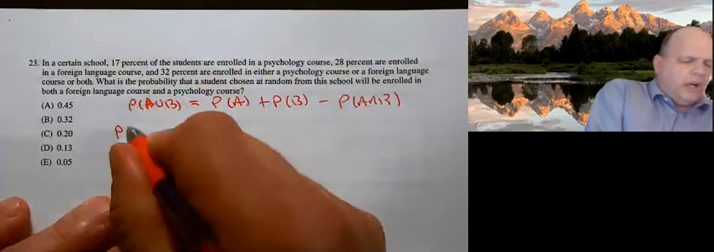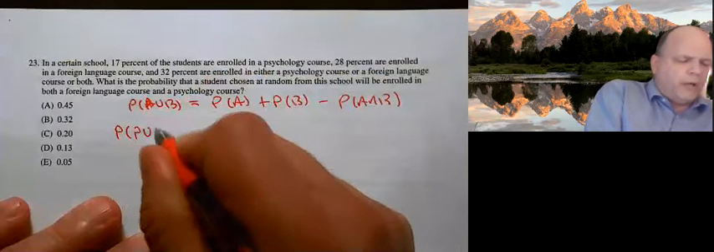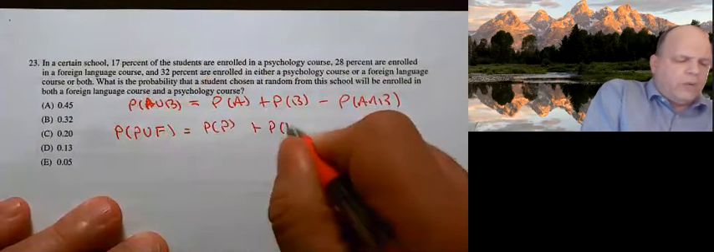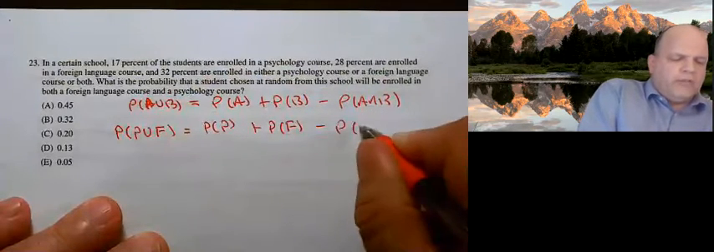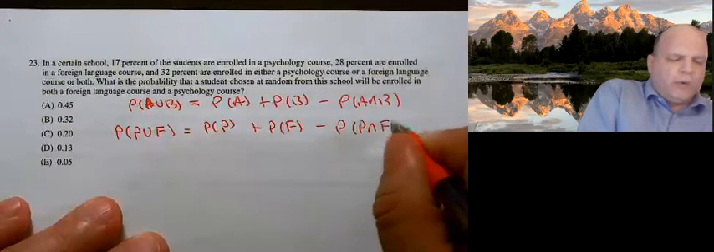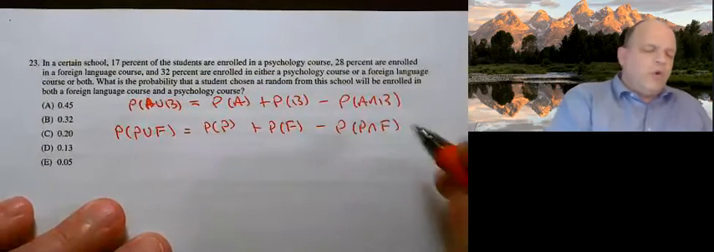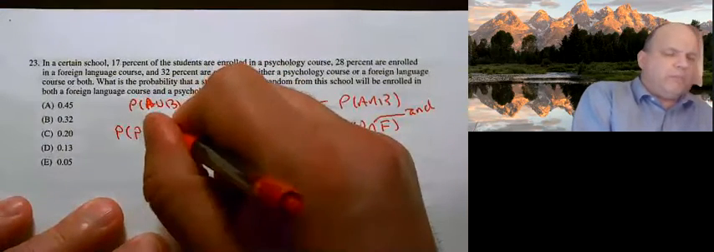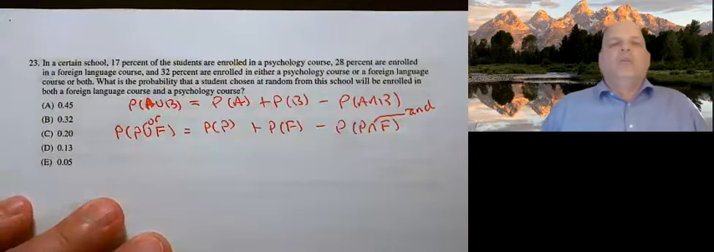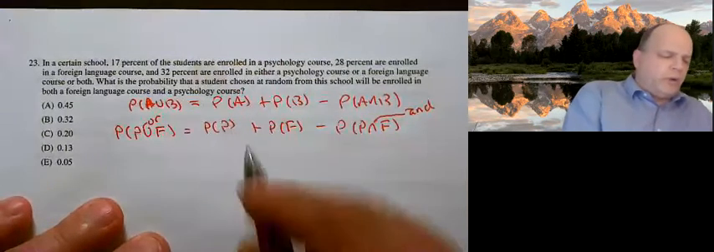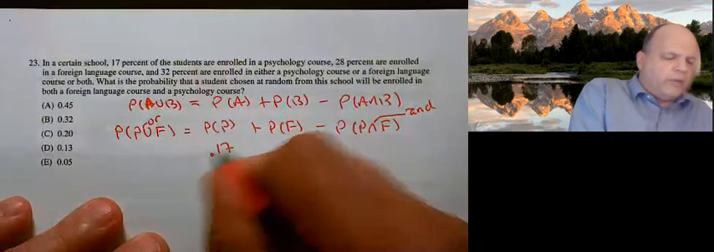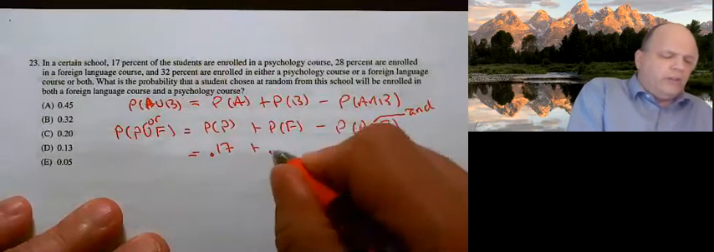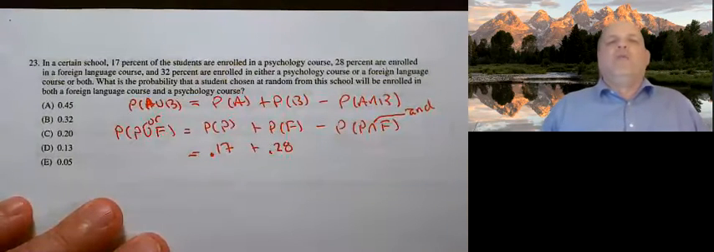Now I'm going to put this in terms of our problem. The probability of psychology union foreign language equals the probability of psychology plus the probability of foreign language minus the probability of psychology and foreign language. So normally this symbol means or, and this one means and. Let's try to figure out what we have. 17% are enrolled in psychology. Well, that's easy, that's 0.17. 28% are enrolled in a foreign language course, that's 0.28. Then we have one more value.